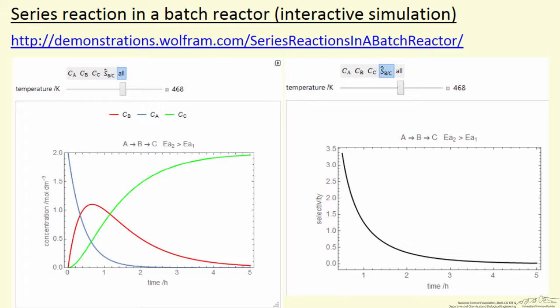On the right, we can also select the selectivity, so we can see the selectivity is high initially. We don't have much B, so we can't have much B reacting to C, and the selectivity decreases as we move through the reactor. The idea is we can change the temperature and observe the effect on the concentrations of the various components and the selectivity. This simulation is located on the Wolfram site, so what we're going to do is go to that site and look at the simulation.